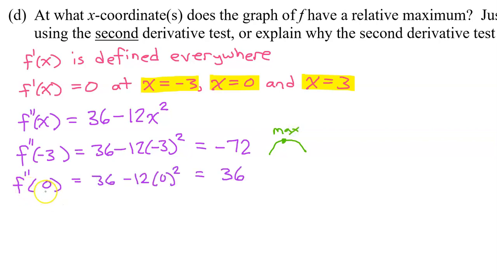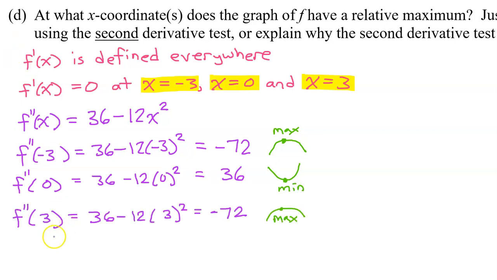If you evaluate f double prime at 0, you get +36. A positive second derivative means that the original function is concave up, which means that the x value of 0 is a relative min. Evaluating f double prime at 3 gives us -72 again, which again means that the original function is concave down, making the x value of +3 a relative max.